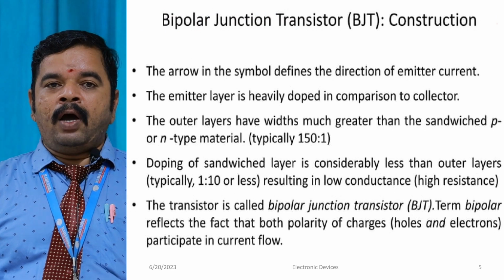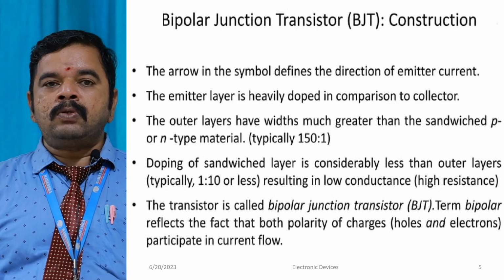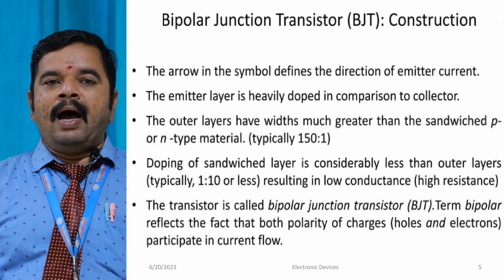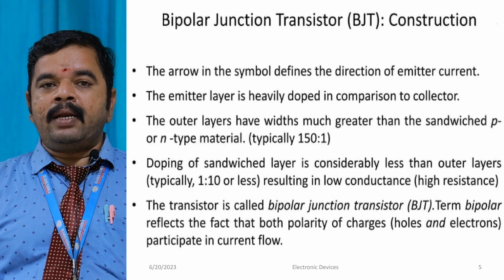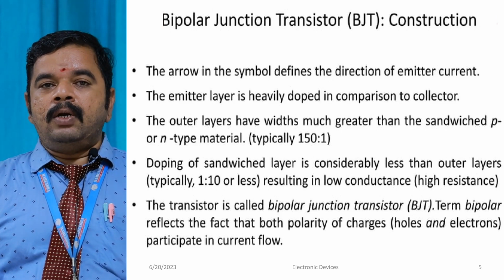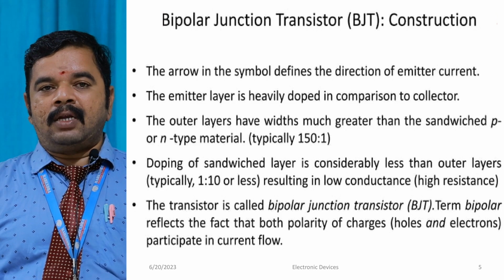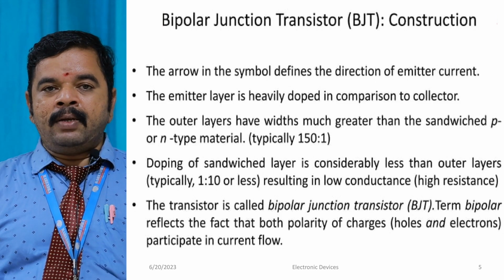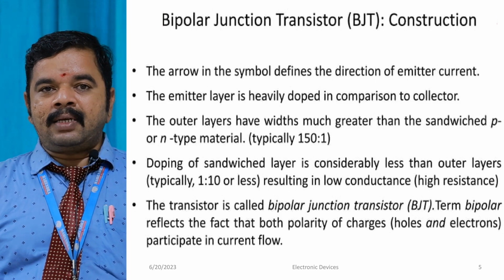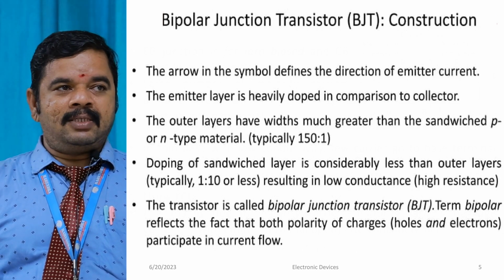That is why the emitter is heavily doped and consists of majority carriers, which move through the base, so the base is lightly doped, and the collector collects the carriers. The carrier flow takes place from the emitter to the collector. The collector is the output terminal and the emitter is the input terminal. So through the base, from the emitter to the output, the collector, the current flows. That is called the BJT system.